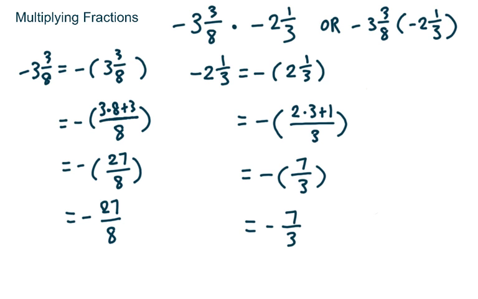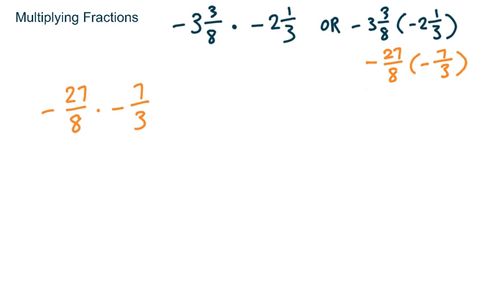Okay, so now that we converted both mixed numbers, I'm going to copy it down before I erase the work. So this will become negative 27 over 8 times negative 7 over 3. Or if you want to use the multiplication symbol. Okay, so now I write this as negative 27 over 8 times negative 7 over 3.